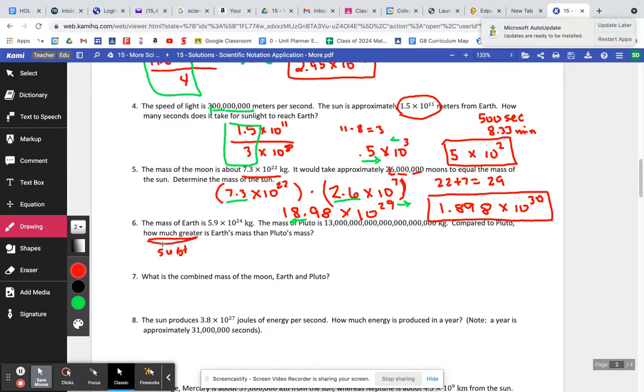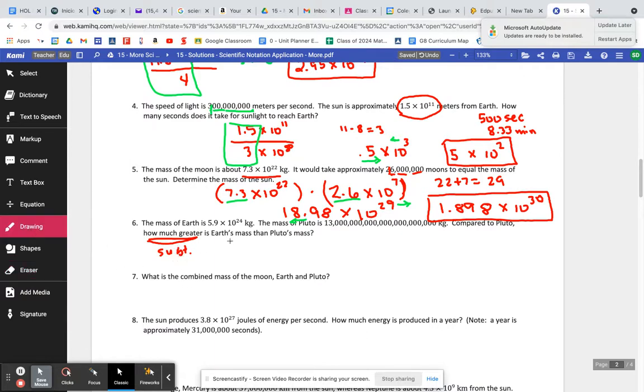If it would have said how many times greater is Earth's mass, we would divide that. But here they want to know how much greater. It's like if we have the number 9 and the number 3, how much greater is 9 from 3? See, that would be 6. If they would have said how many times greater 9 is from 3, we would have divided it, and it's 3 times bigger, but it's how much we have. The difference is 6. So this English is talking about the difference between them. So we're going to do some subtraction here.